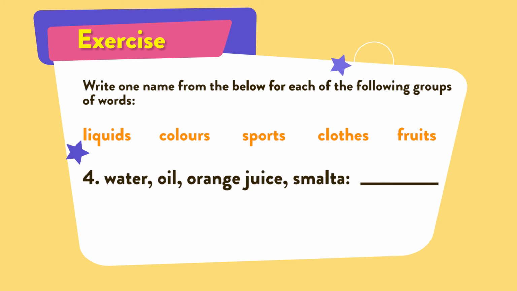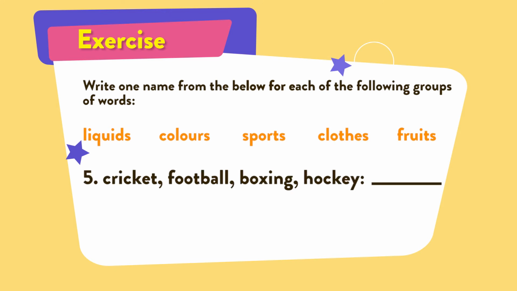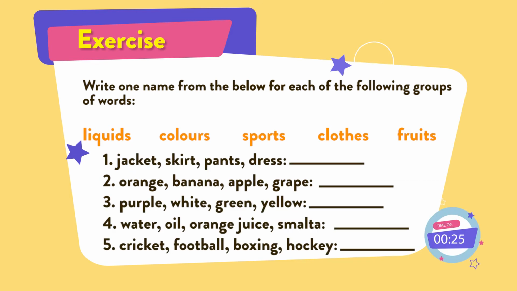Number 4, water, oil, orange juice, salt. Choose the word to best describe the group or which can be used to classify these objects. Number 5, cricket, football, boxing, and hockey. What word will you use to classify these?